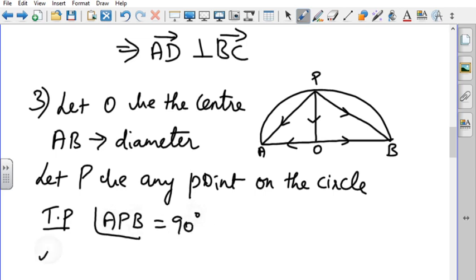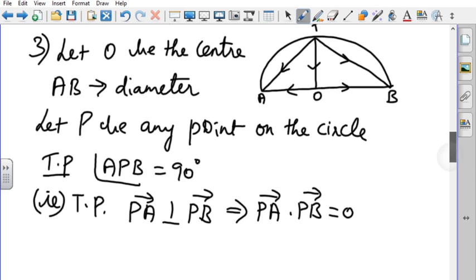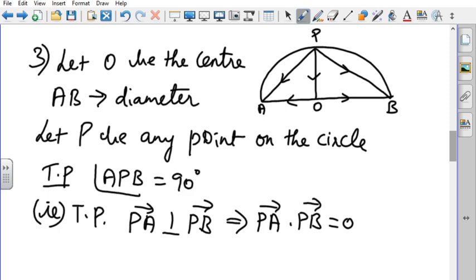Okay. That is to prove 90 degree, that means perpendicular. Right? So PA vector is perpendicular to PB vector. That is, it is enough to prove PA vector dot PB vector is equal to 0. So, to prove that the angle in a semicircle is 90 degree, it is enough for us to prove that PA dot PB equal to 0. So, first let us consider what is PA dot PB now.